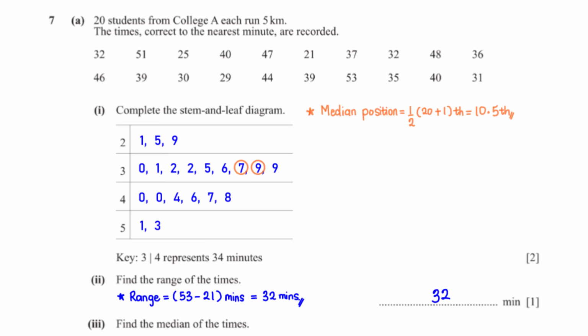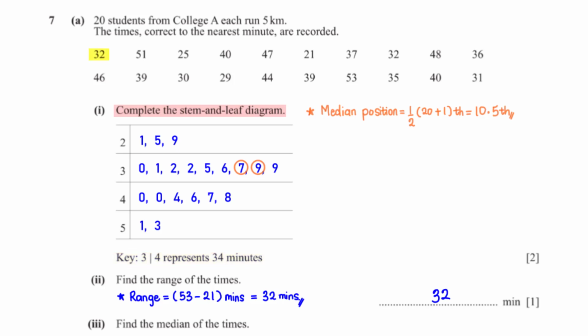20 students from College A each ran 5 kilometers. The times correct to the nearest minute are recorded. Complete the stem and leaf diagram. We've been given the key to be 3/4 represents 34 minutes.